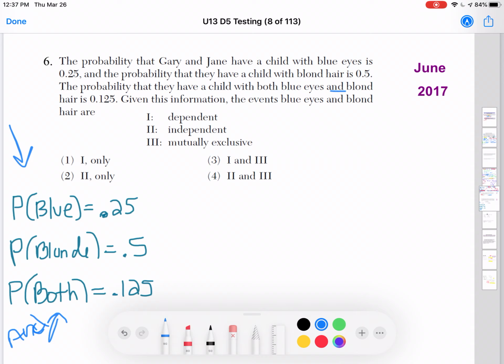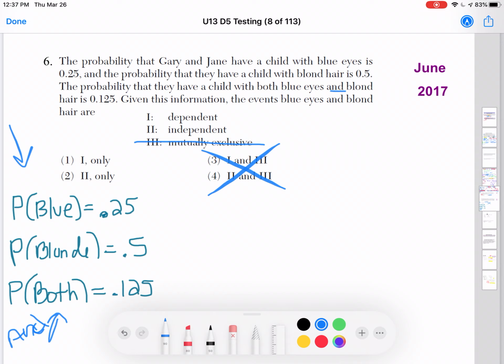So look, there's the words again, independent, dependent. So we know we have to do a test. Mutually exclusive? Is it not possible to have blonde hair and blue eyes at the same time? It is. So this guy's gone. That's not going to be one of the correct ones. So right away I can get rid of 3 and 4 because choice 3 is in there. All right, so it's either independent or dependent.